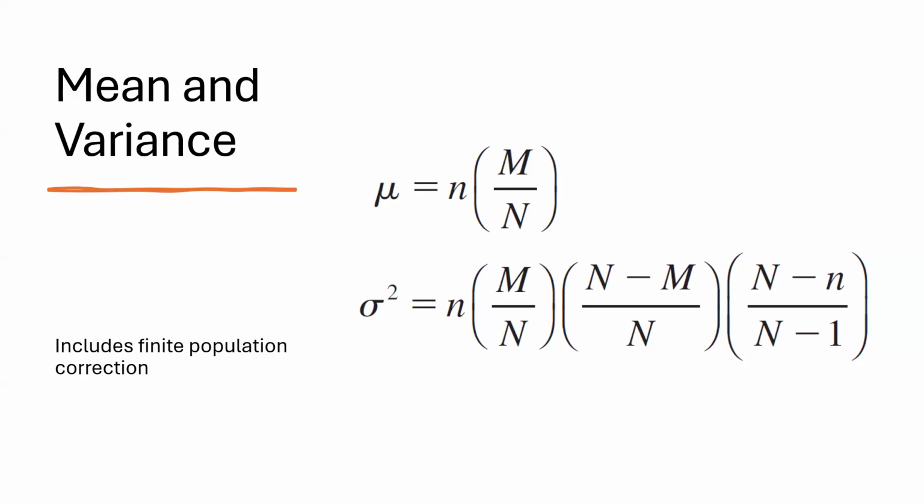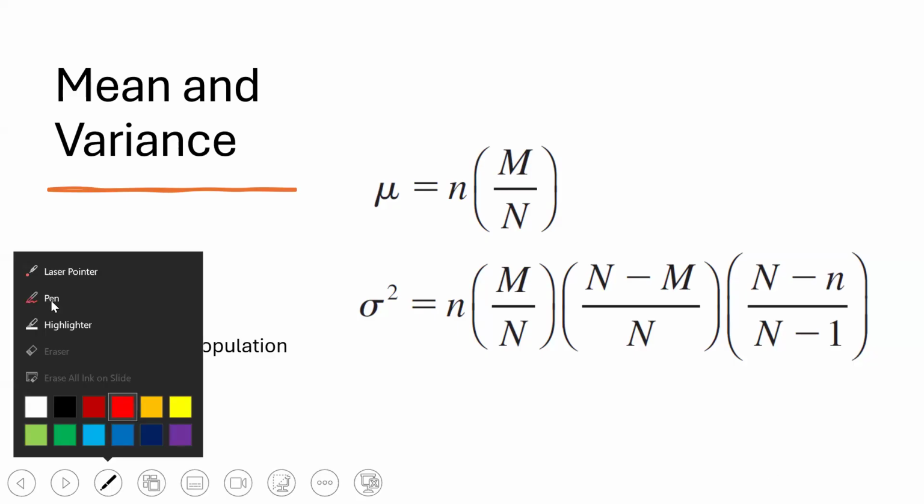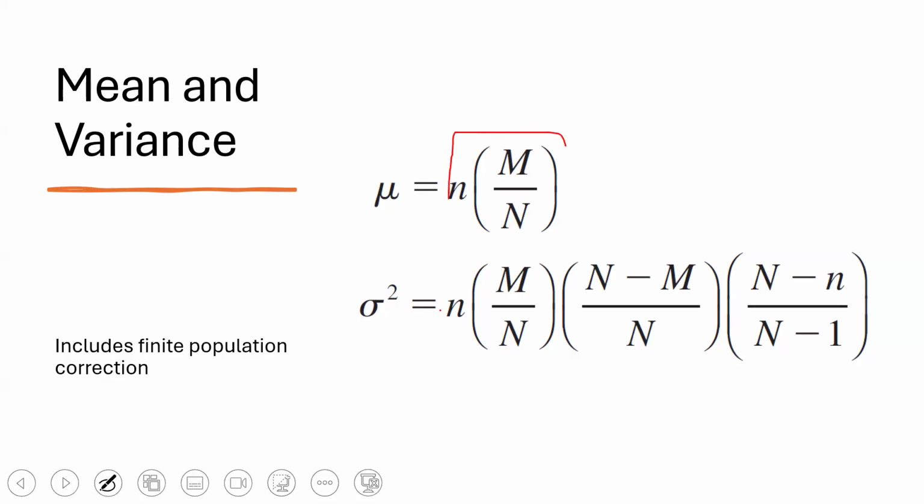Now notice that that's just the mean, right? So I can put the mean there. And then multiply by capital N minus M divided by capital N times capital N minus n divided by capital N minus 1. Notice that the variance includes an adjustment factor. This guy right here, that's the finite population correction. It adjusts for the fact that each draw changes the population.